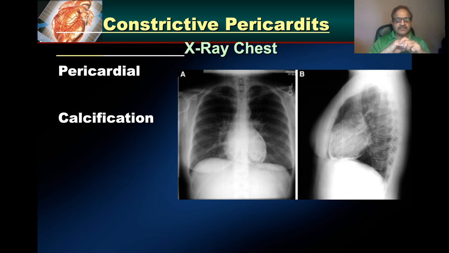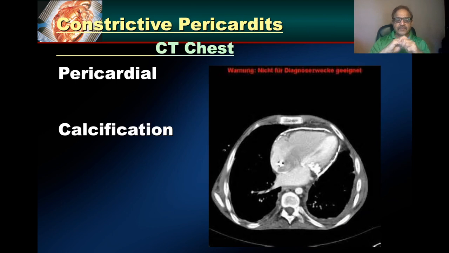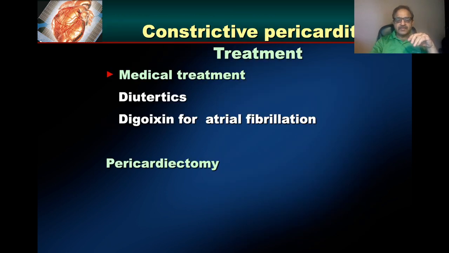X-ray chest lateral view shows calcification around the heart. You can see on the lateral view the white shell-like calcification outside the heart. You can see the left ventricle is surrounded by a shell-like calcification, which you can nicely see on CT chest. So this condition is called constrictive pericarditis.